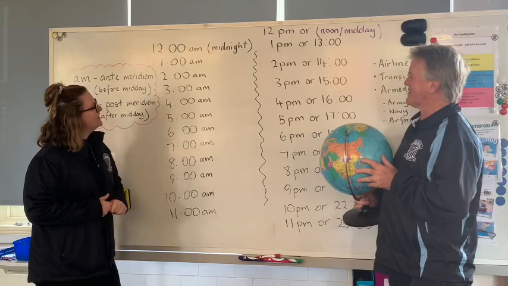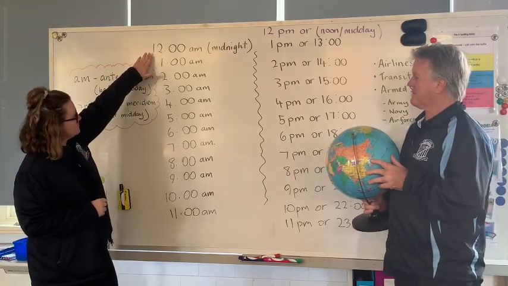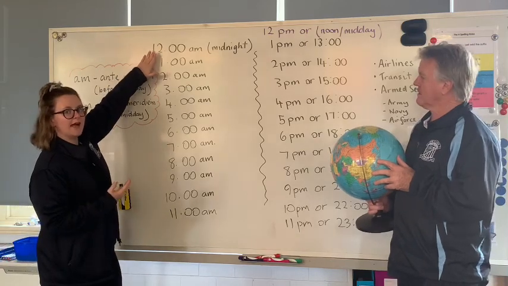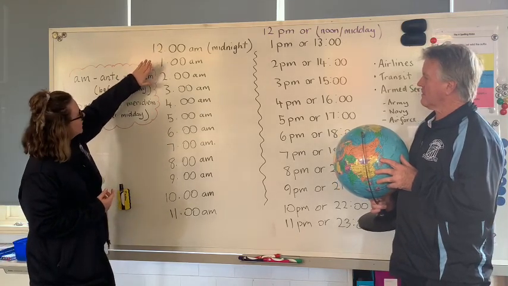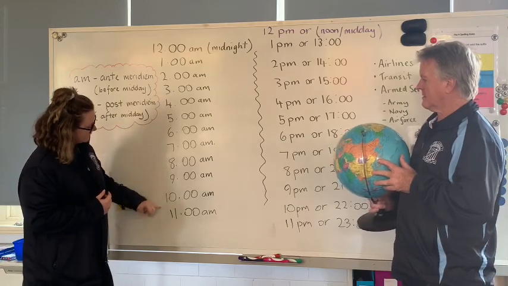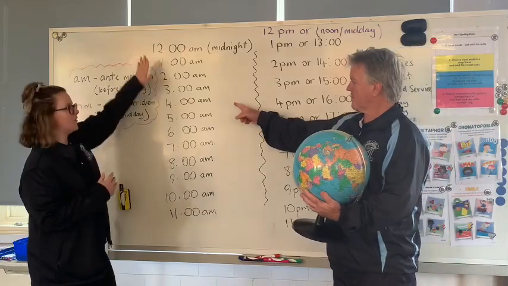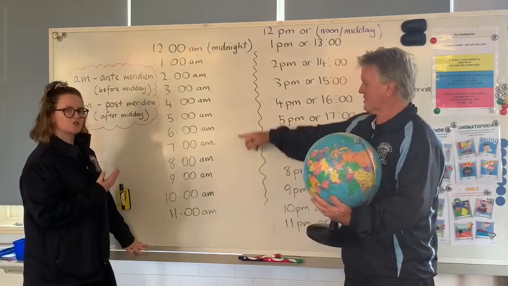So we start there, Mr. Shanahan. Yep, so our day starts at 12 a.m. or midnight, and we go through the hours. So it goes 12 a.m., 1 a.m., 2, 3, 4, 5, 6, 7, 8, 9, 10, 11 a.m. And then it changes. That's actually the first half of the day. The first 12 hours of the day.